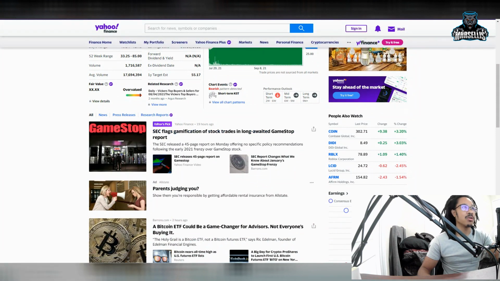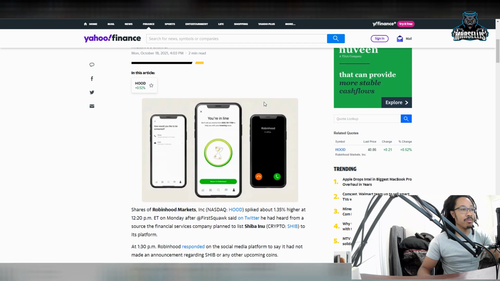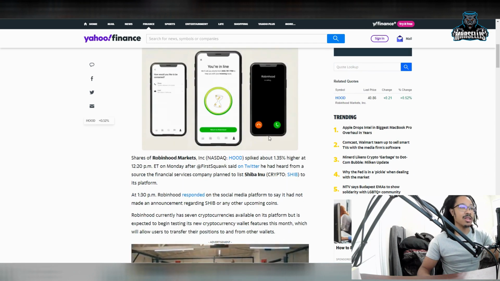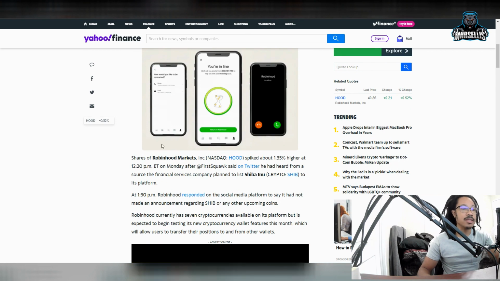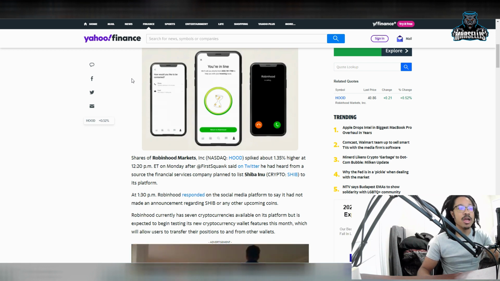And they want their stock to grow. So more than likely, they're going to add Shiba Inu so they can grow their company and their stock. And like they say, buy the rumor, sell the news. This is a rumor that Shiba Inu will be listed on Robinhood. So I'm saying it's better to buy the rumor, and then once they actually release Shiba Inu on Robinhood, sell the news. That's when the news is going to come out.